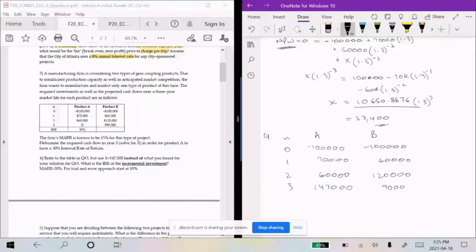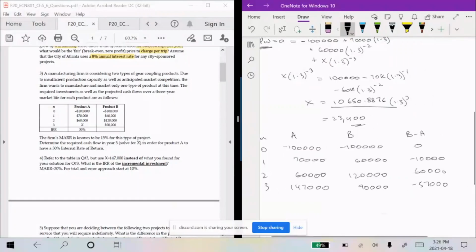90,000. What you do to find the incremental investment is take B minus A, right? And actually, no, in this case, we'll be taking A minus B. So what you need to do is subtract A from B. So in the first case, you get 0. In the second one, never mind, it was B minus A. You get negative 10,000. Then you get 120,000 minus 60,000 as 60,000. 8,000 minus 147,000. You get 57,000. Okay.